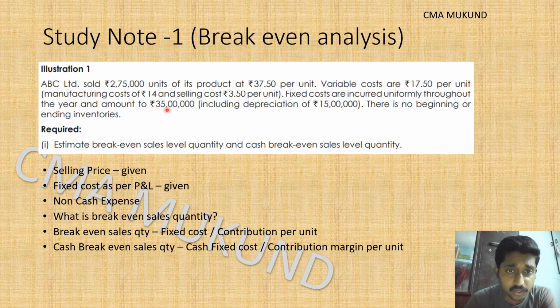And when we get the contribution of 35 lakhs, the contribution is enough to meet the fixed cost, and we will not be left with any profit or any loss. So it is nil. Okay, so that will be the break-even sales quantity. So the second question is cash break-even sales quantity.